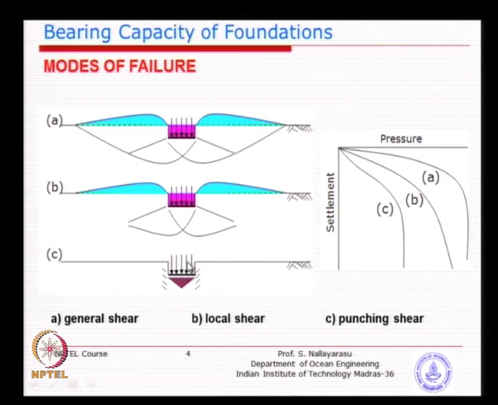Now, on the right-hand side, there are three diagrams given to you to understand what exactly happened for a given pressure. For example, you take a particular pressure, you come to A, it has lesser settlement, which is this, and if you take the same pressure to C, you see that settlement is larger.